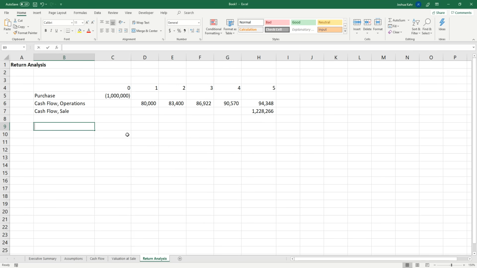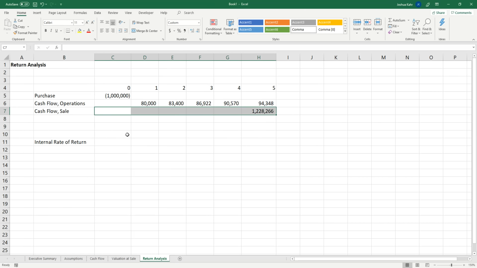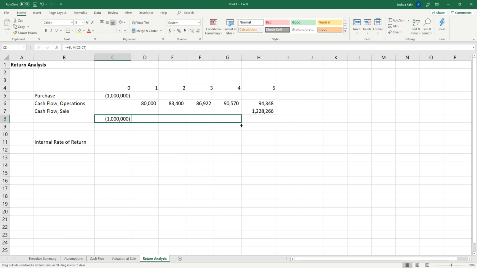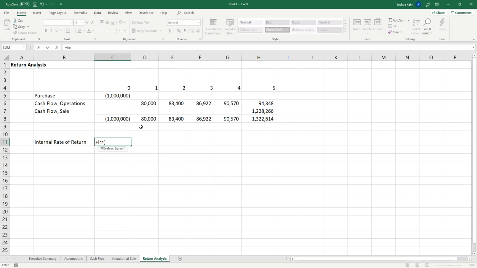And for kicks, I'll put an internal rate of return. And I'll just do a simple IRR. Actually, wait, sorry. We need to sum that little guy up there. So I'll sum it. Put a line in there just to make it pretty. Drag that across. IRR is 12%. There it is.